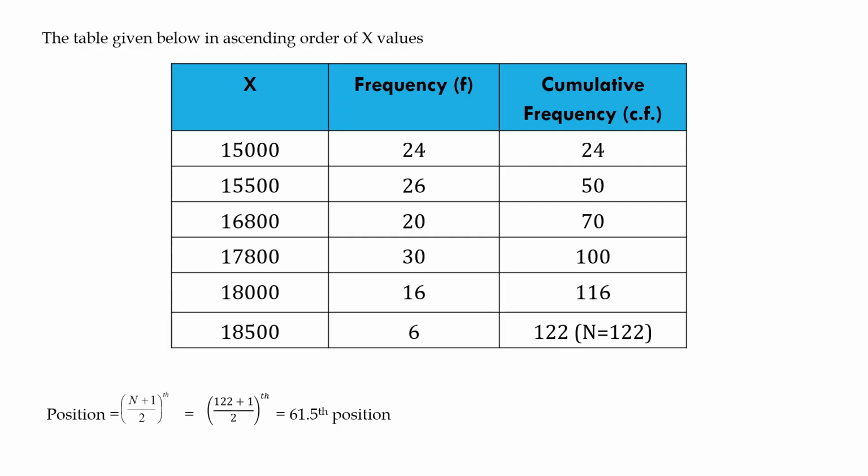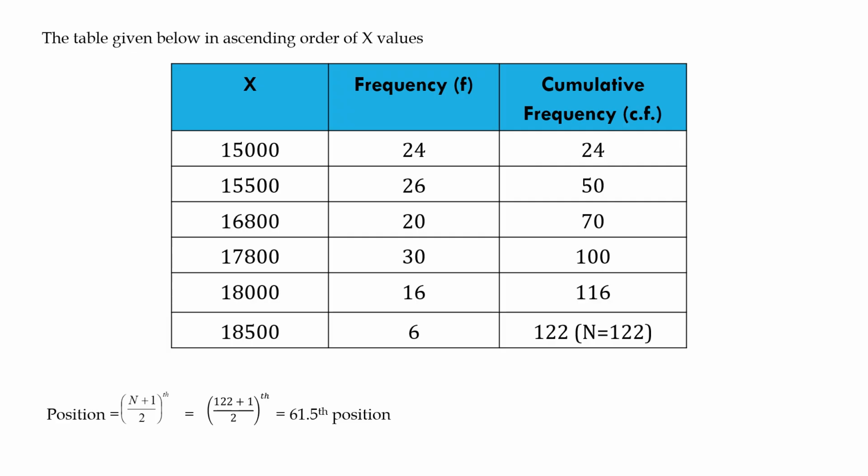And then we find the cumulative frequency value, that is, we add each frequency with the succeeding frequency, which gives the cumulative frequency value. So the first one is 24, and then we add 24 with the succeeding frequency 26. So 24 plus 26 is 50, and then we add 50 to the succeeding frequency 20. So 50 plus 20 is 70. Like that we find the cumulative frequency, and the final value is considered as n. Here n equals 122.